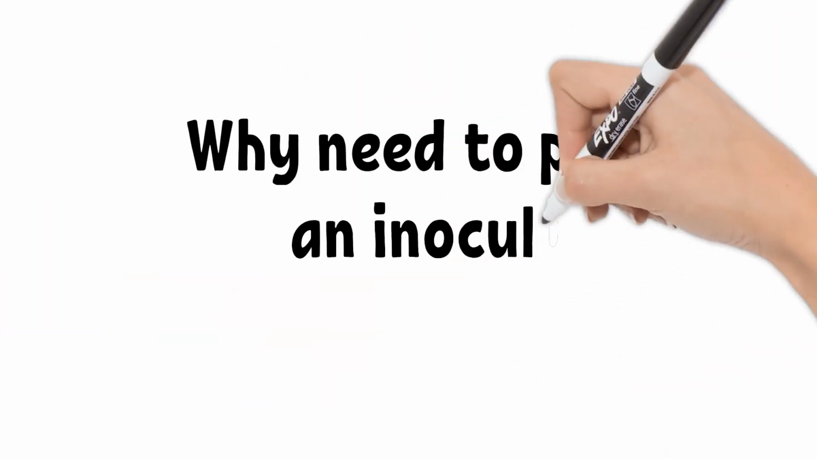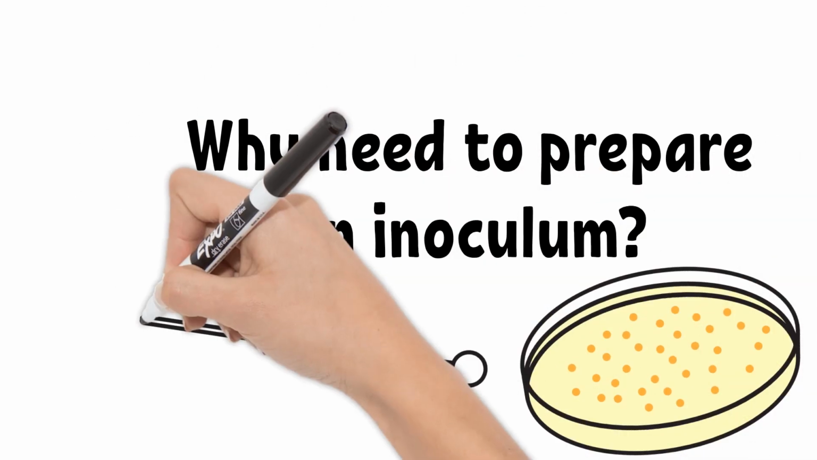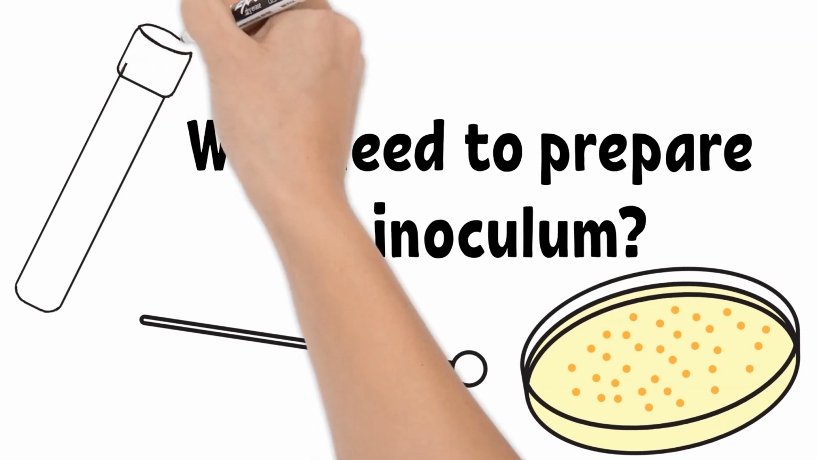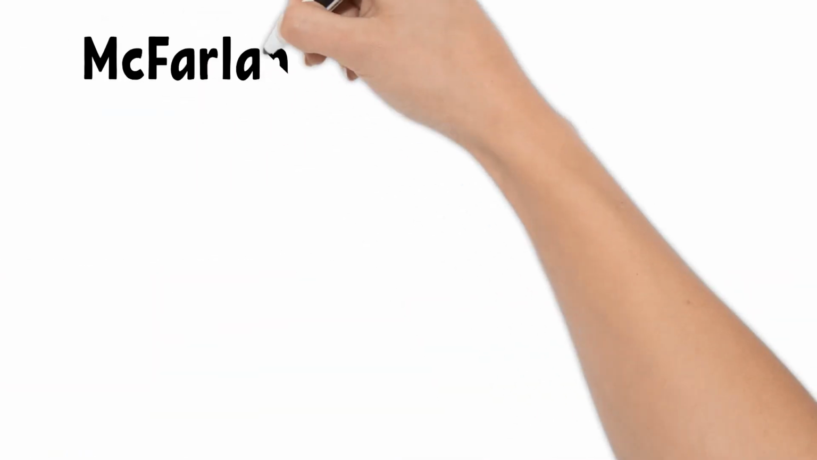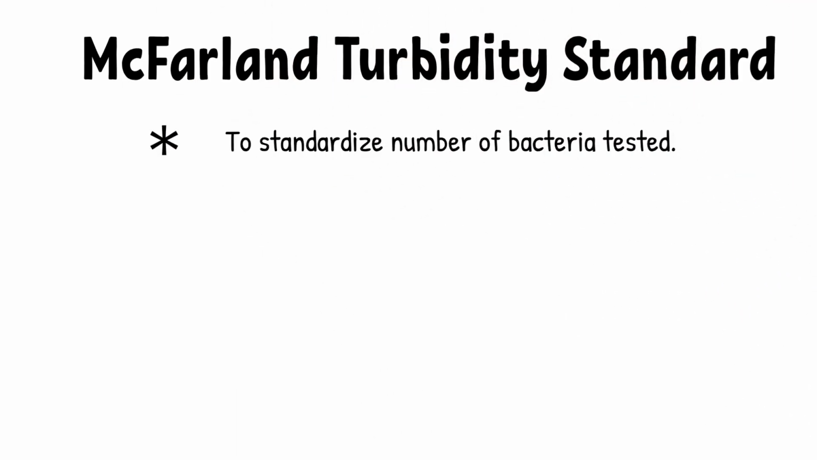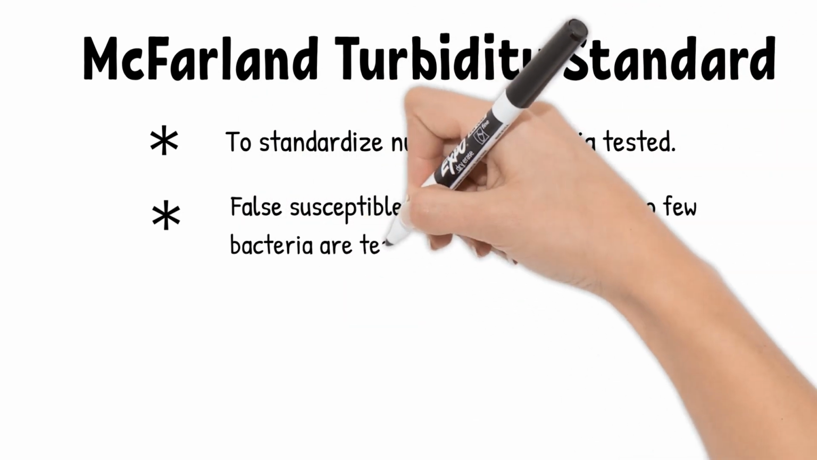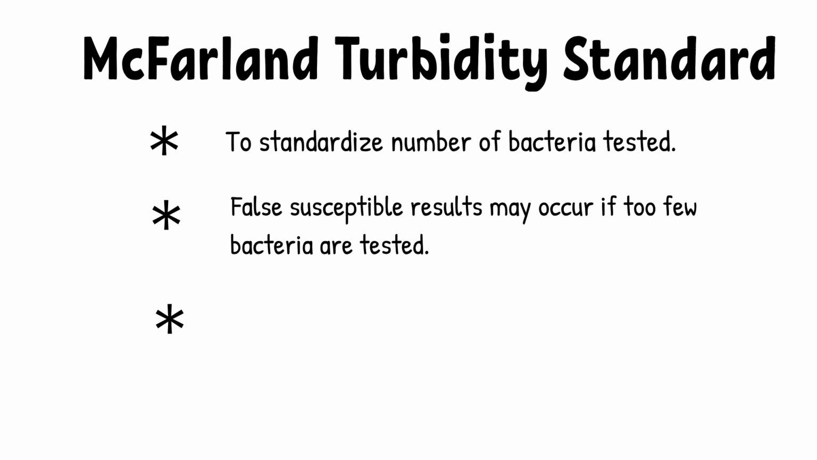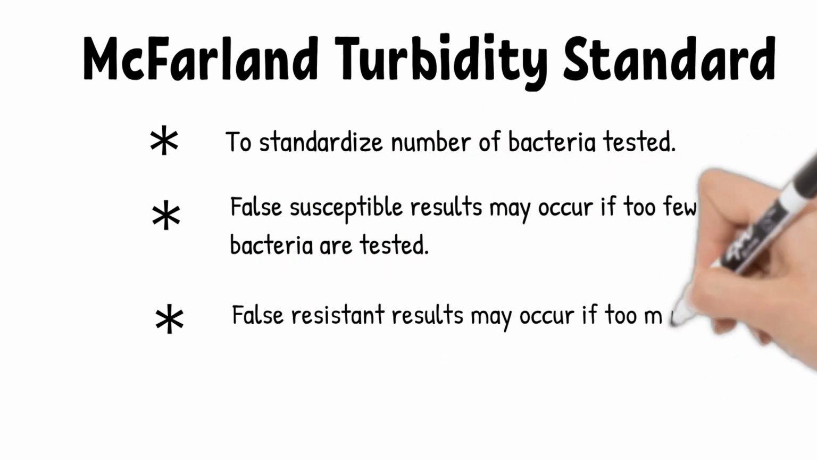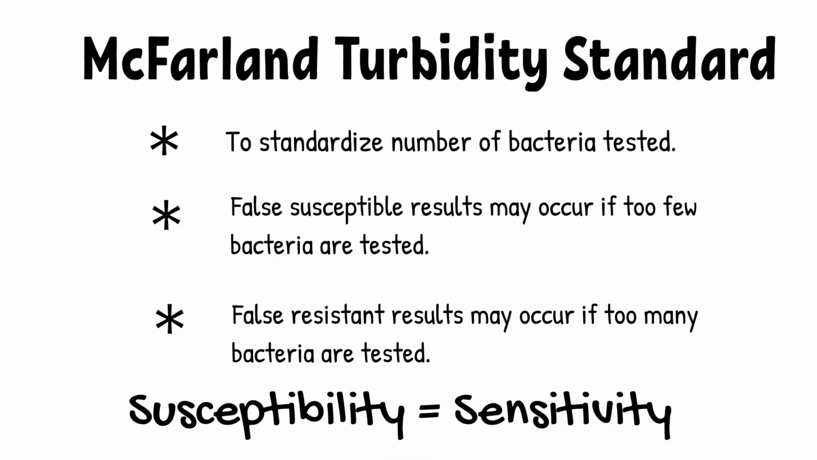Why do we have to prepare an inoculum? Before we can perform an antibiotic sensitivity test, we will have to prepare an inoculum. McFarland turbidity standard is a method widely used to standardize an inoculum. The reason we have to prepare an inoculum is to standardize the number of bacteria being tested. False susceptible results may occur if too few bacteria are tested. False resistant results may occur if too many bacteria are tested. Just an FYI, for today's content, the words susceptibility and sensitivity tests are used interchangeably.